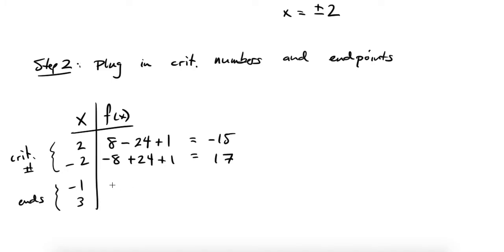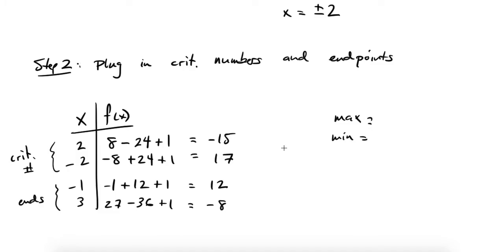And then when I plug in -1, I'll get -1 plus 12 plus 1. So 12. When I plug in 3, I'll get 27 minus 36 plus 1. So looks like -9 plus 1, so -8. So then I would say my max and my min are the largest and smallest values. Okay, so in this case, the max would be 17 and the min would be -15.